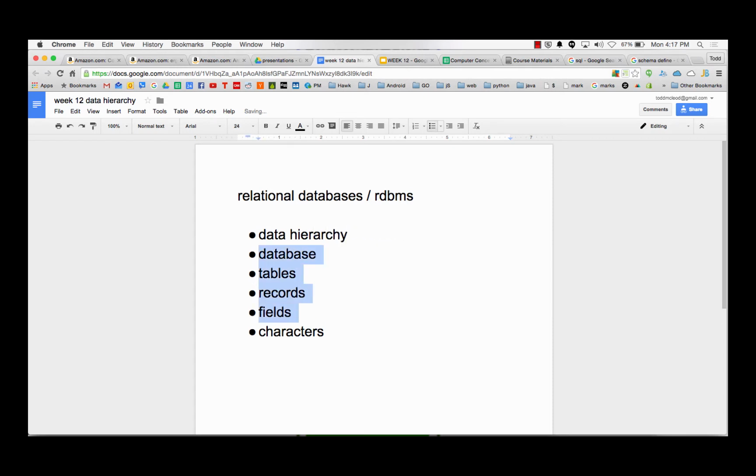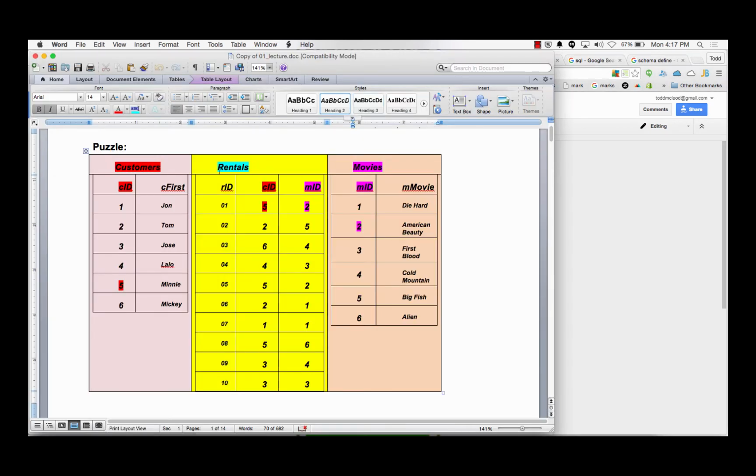That's the data hierarchy. So a whole database is made up of tables. Tables are made up of records. What's a record? Well, here's a record. Here's a record. Here's a record, right? Just like the school has your academic record. That's an entry in a table somewhere. It's a record. And here's a table. So a database is made up of tables. This database is made up of three tables: customers, rentals, movies.